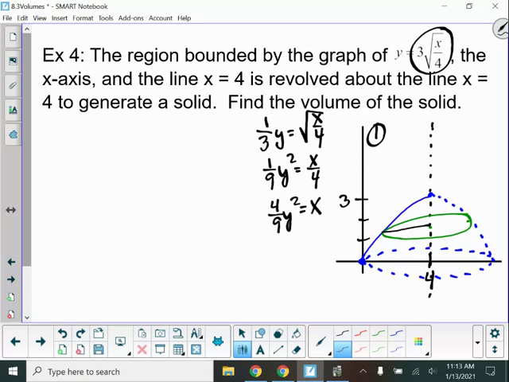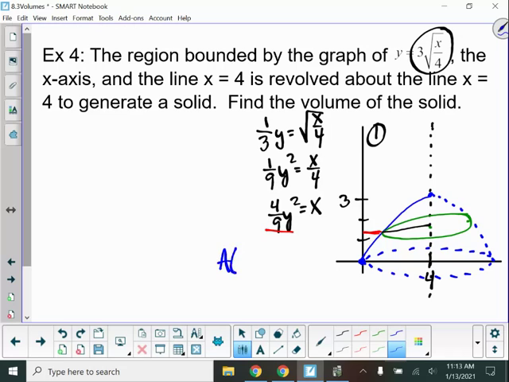So 4/9 y squared, but I do have to take into account 4 from that, because the distance between those is going to be 4 minus that value, because that value that I found right here, that's actually this distance. So if I need to find the black distance, I'm going to have to take 4 minus that, and that's actually what I'm going to be integrating.